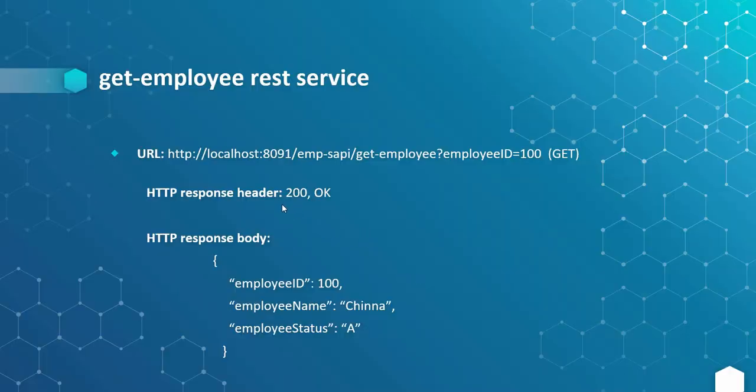And the URL that we are going to build is get-employee with employee ID as a query parameter, which is of GET method. And coming to the responses, we are going to respond back 200 OK, and the response should contain the employee record. Let's do this.